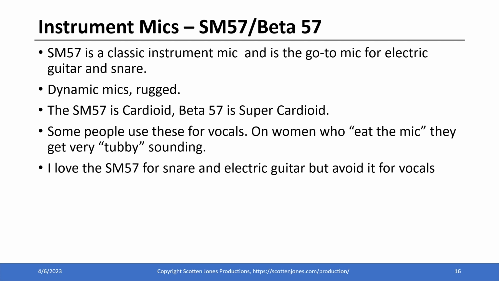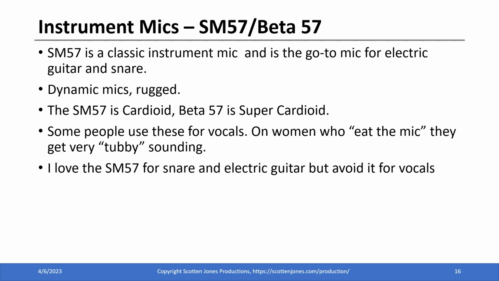Now, there are companion mics to this. The SM58 is the vocal mic. The SM57 is the instrument mic of the same era. And the Beta 58 is the new version vocal mic, and the Beta 57 is the new version instrument mic. The SM57 is a classic instrument mic. It is the go-to mic to this day for electric guitar and snare, right? You see a band, on snare and electric guitar, you're going to see these everywhere. They're very rugged dynamic mics. SM57 is cardioid, Beta 57 is super cardioid.